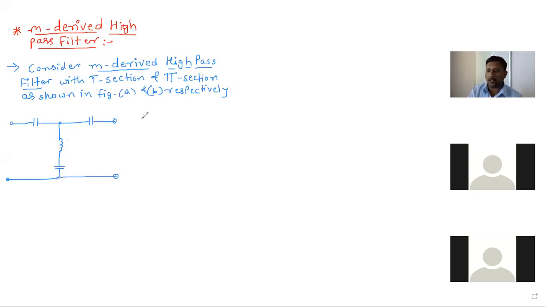Now next I will draw the pi section. In the pi section, in the shunt arm there is an inductor as usual, but in the series arm, along with the capacitor, an inductor is connected. So in the T section, in the shunt arm there is a series resonance circuit, and in case of the pi section, in the series arm there is a parallel resonance circuit. So that is what gets formed.